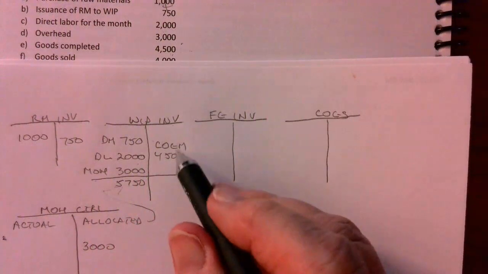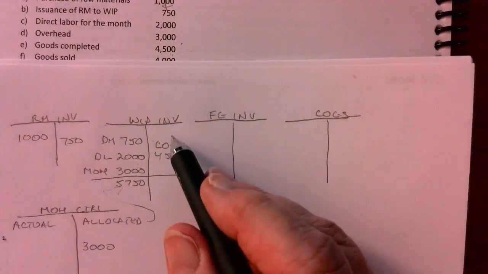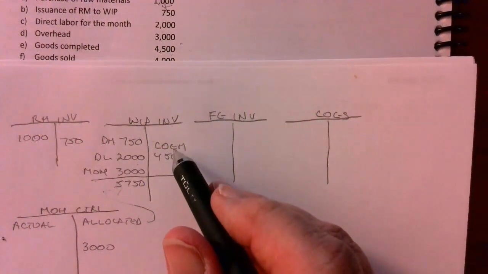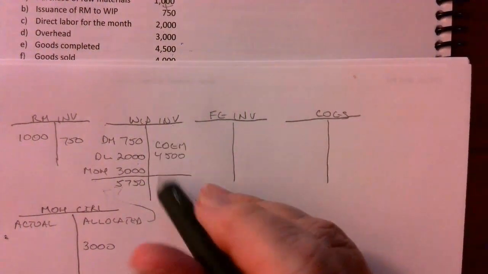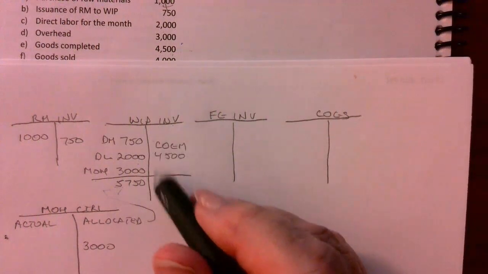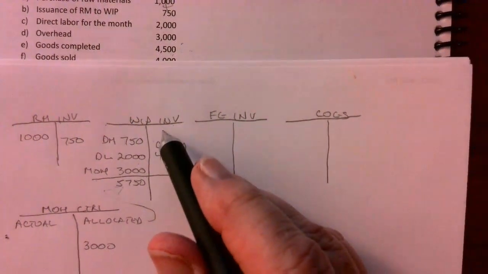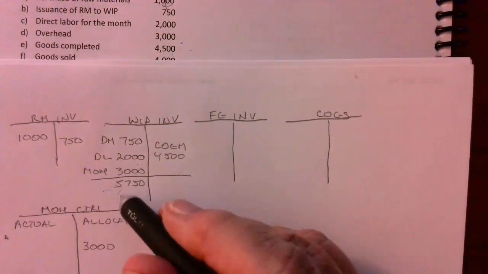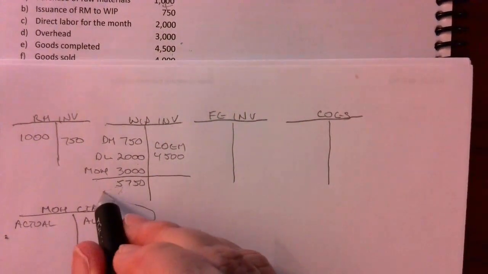And what's nice about a well-done work in process inventory T account is that the entire cost of goods manufactured will come off this schedule, okay? Everything that you need. So this is perfect, you know? And so what do we have left then for a balance?